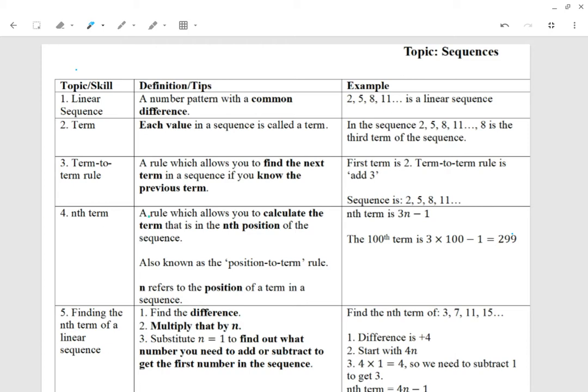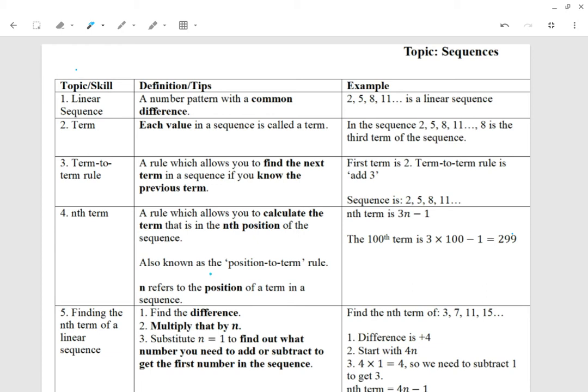Number 4, nth term. You might be asked, calculate the nth term. So the nth term allows you to find any number in the sequence. So if you want to find the 50th term, you can substitute 50 into the nth term. So here we've got nth term of 3n minus 1. Now the 100th term, all I have to do is substitute 100 in for n. So 3 times 100 is 300. Take away 1 gives me 299.